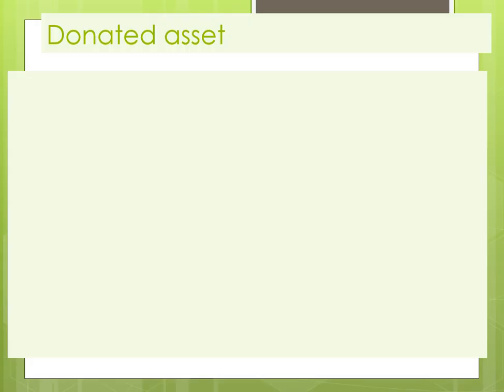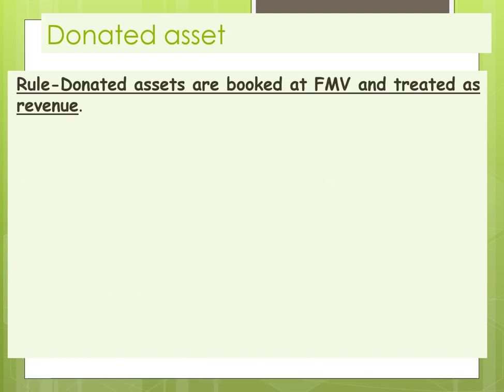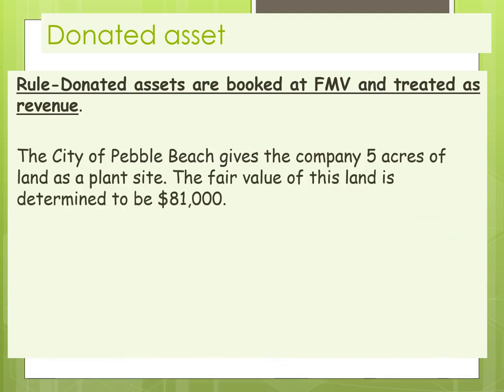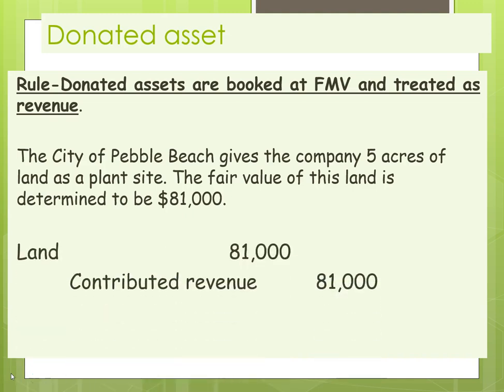Now our next example is, what happens if we donate an asset? So the rule is donated assets are booked at fair market value and treated as revenue. Okay, the city of Pebble Beach gives the company 5 acres of land as a plant site. The fair value of this land is determined to be $81,000. Our journal entry would be land and contributed revenue.